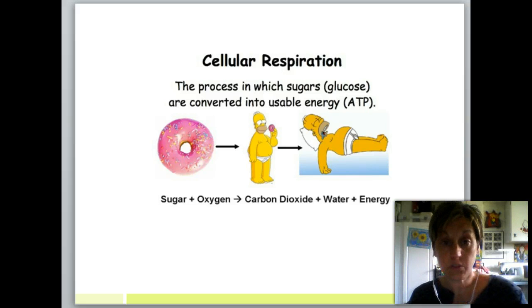And we need energy to do stuff, right? To grow, to move, to do all those things. Well, plants need energy to grow and produce seeds and all of that as well.